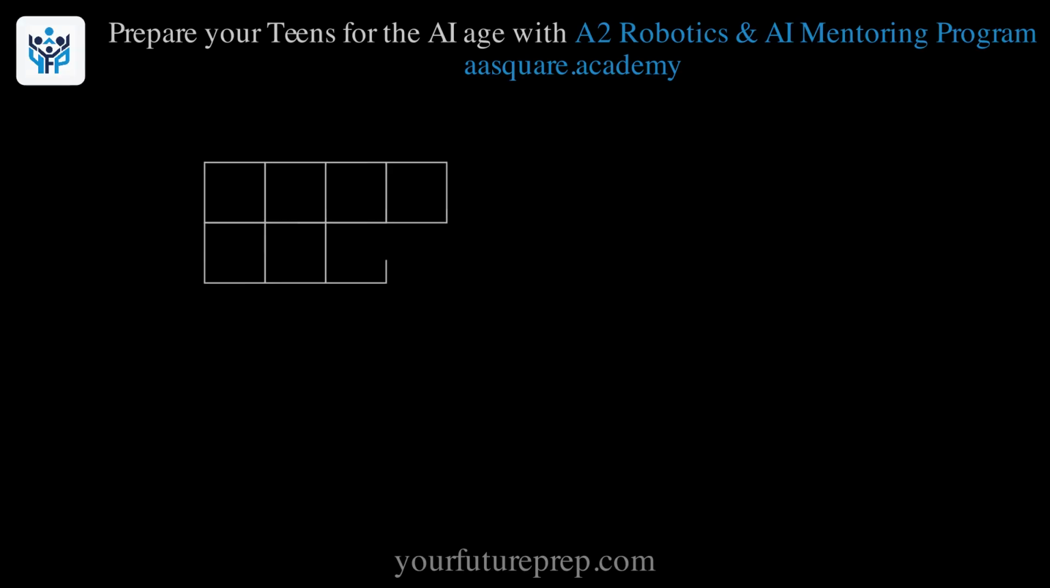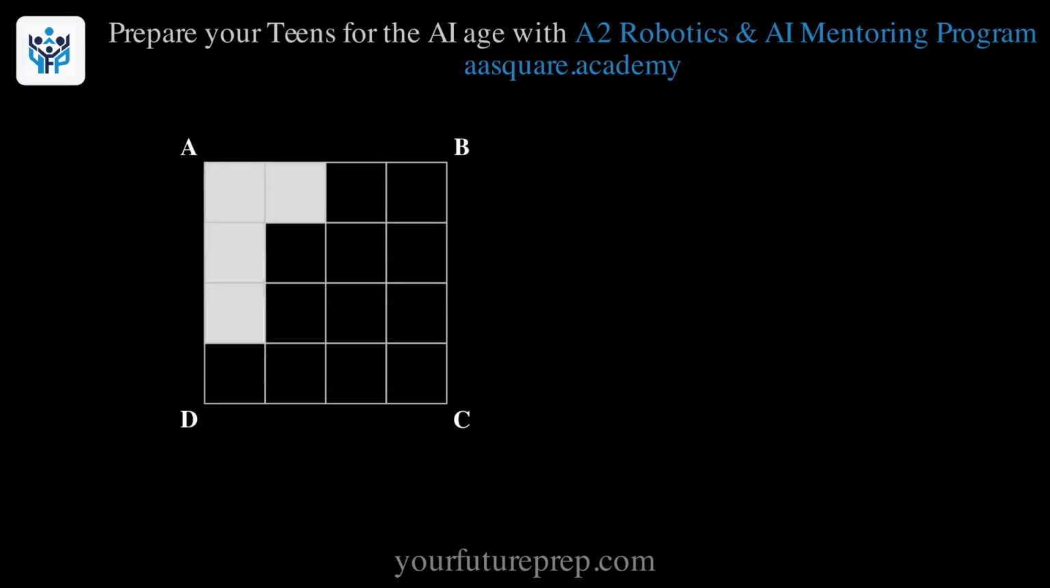Here is the 4x4 grid. The corners are labeled A, B, C, and D, and some small squares are already colored black. We want the diagonal from B to D to be a line of symmetry. That means folding the grid along BD must match every black square with another black square.